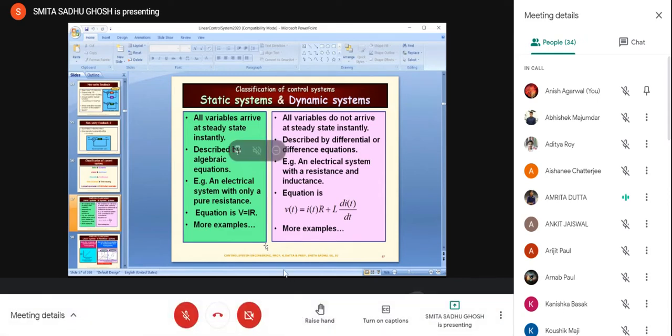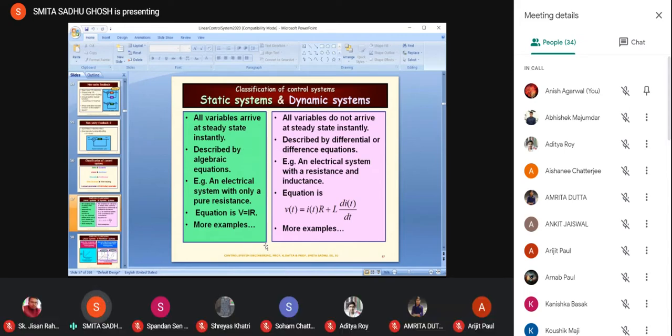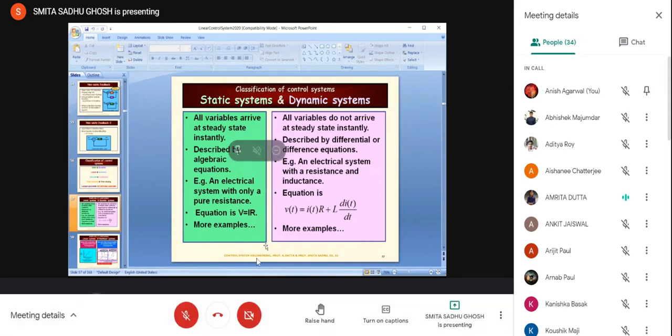Ma'am, refrigeration system. What system? Sorry, I didn't get you. Repeat what you said. Refrigeration. How? Ma'am, it has no dynamic part. It has a pendulum, in a vacuum.